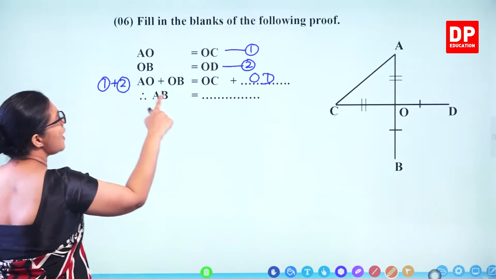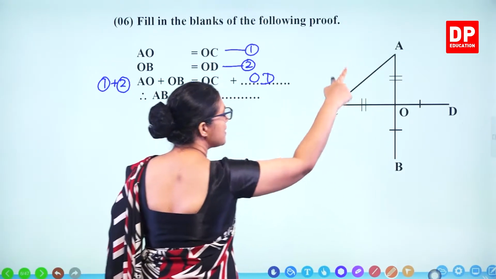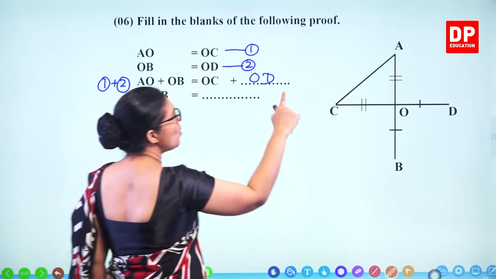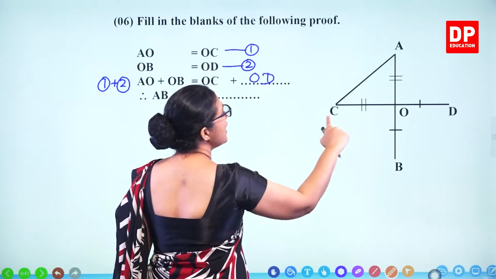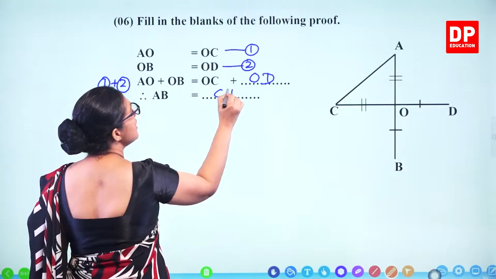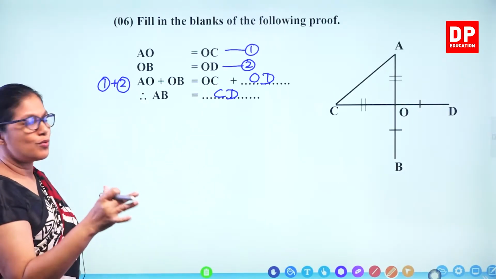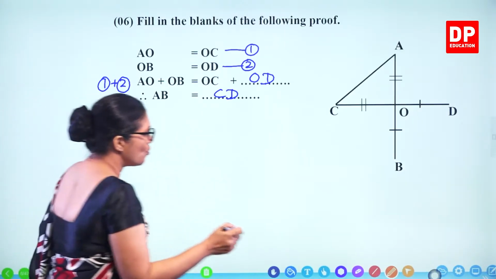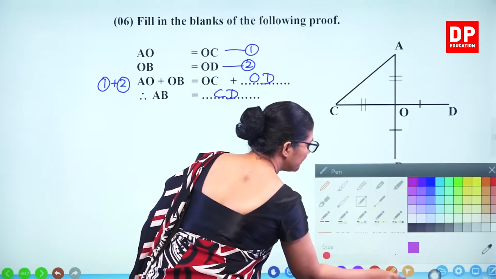Then what is AO plus OB? That's AB. What is OC plus OD? CD. When you add the two lengths, you get CD. So 2 marks for filling the blanks.